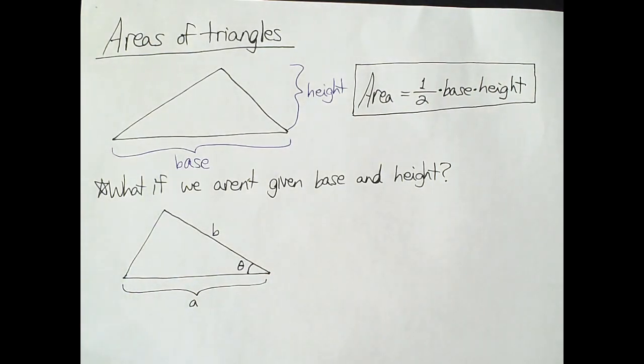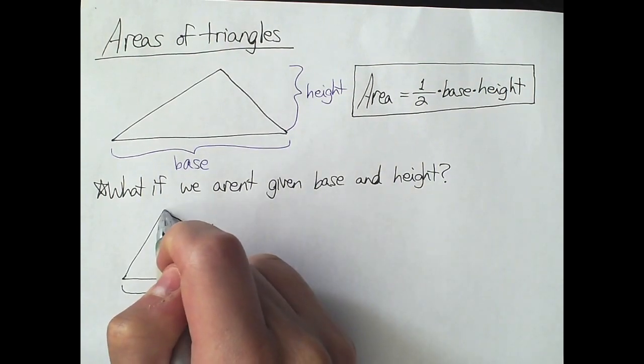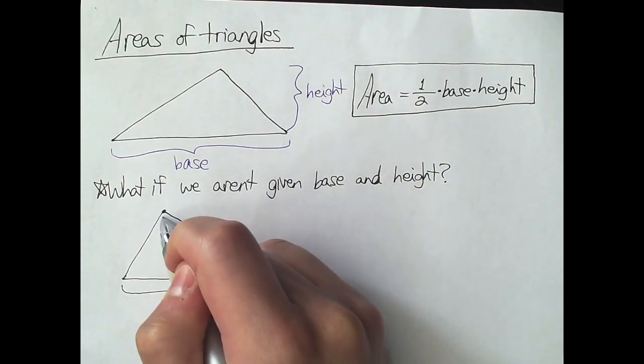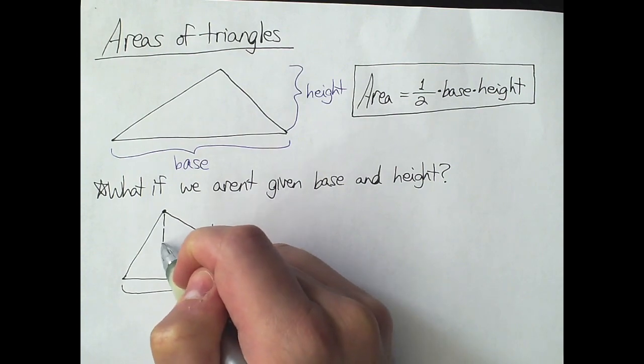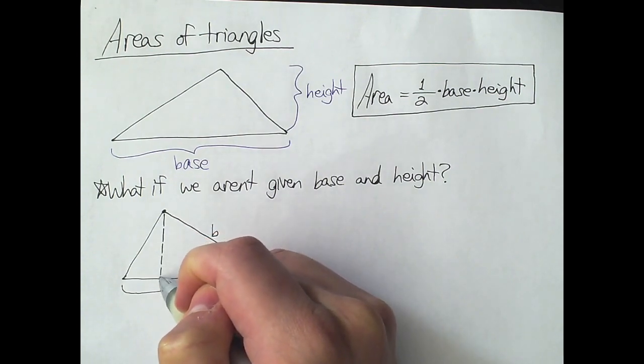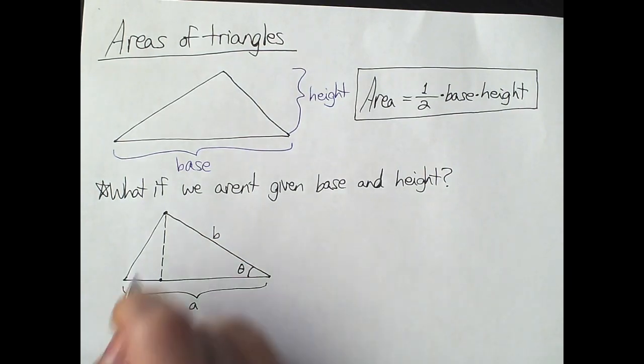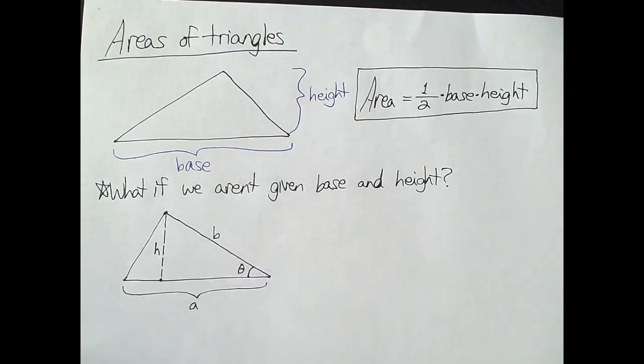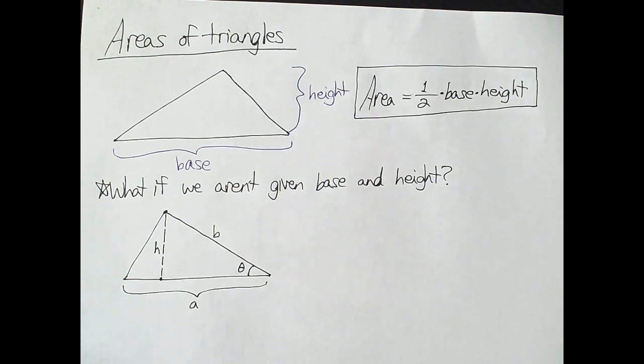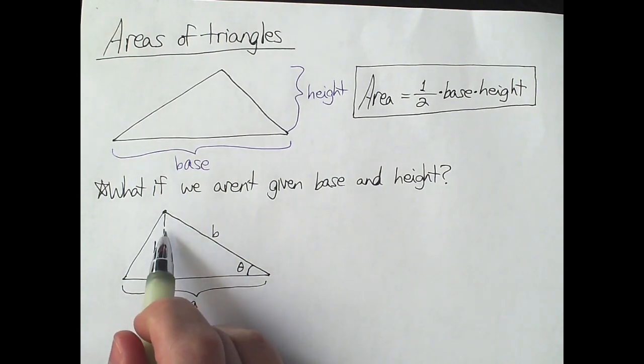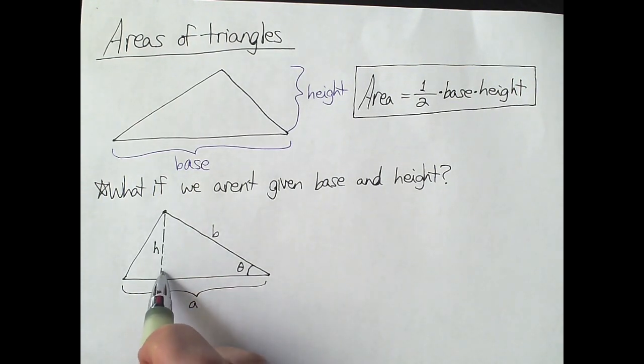So what is the height? Can we figure out the height of this triangle? How about this? How about we take the point that's at the highest point and we drop a vertical line segment until it touches A. And we call that the height. I'm going to call it H. So something that you might notice is if we truly dropped that straight down, this right here is a right angle.